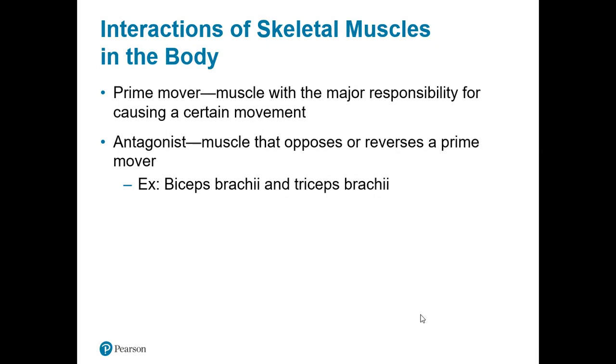The next definition is an antagonist. An antagonist is a muscle that opposes or reverses the movement of a prime mover. So if I said the biceps flex the arm, triceps do the opposite. They are going to extend the arm.